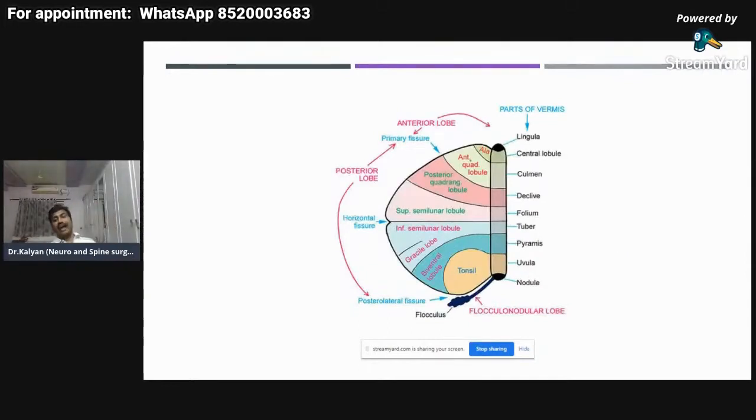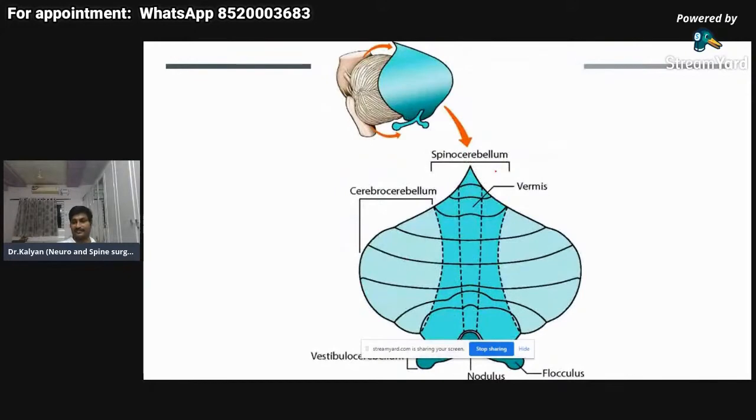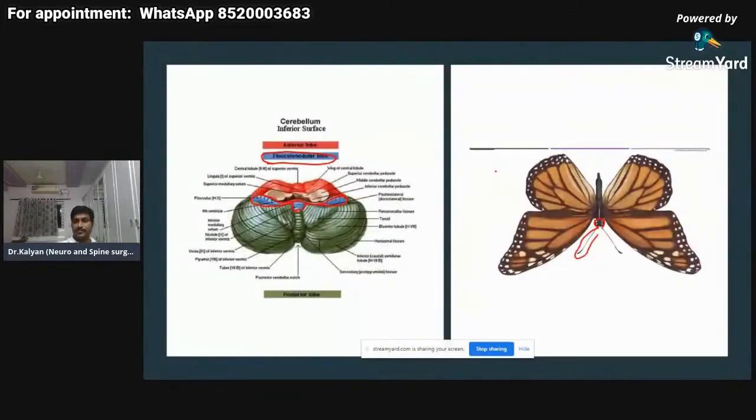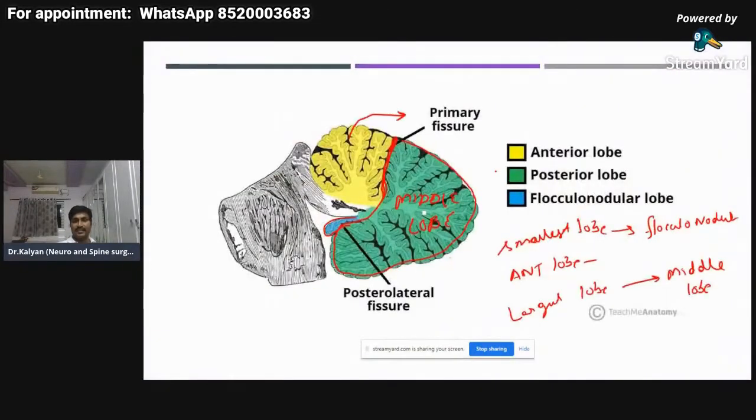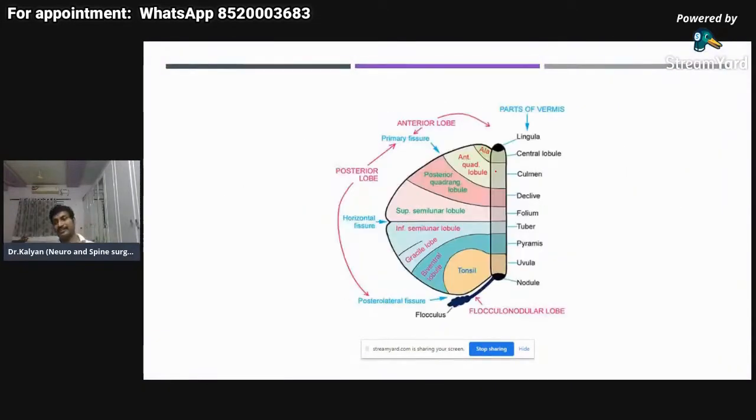So again, the vermis and the cerebellar hemispheres are divided into a number of components. This is mainly for the theoretical part. You probably will not require it, so I will not go into it. Now we will come to one important portion. We have told you everything, no? Now I will come to one important thing.